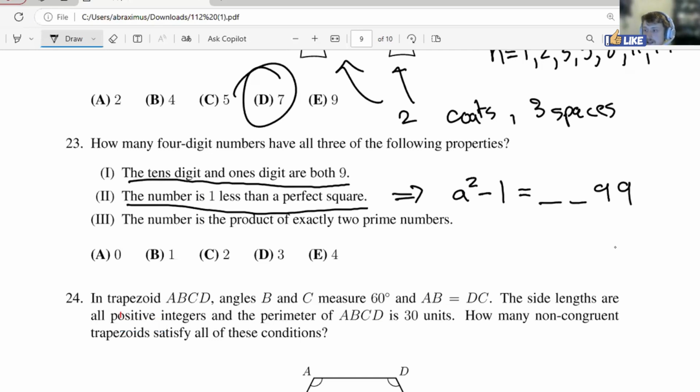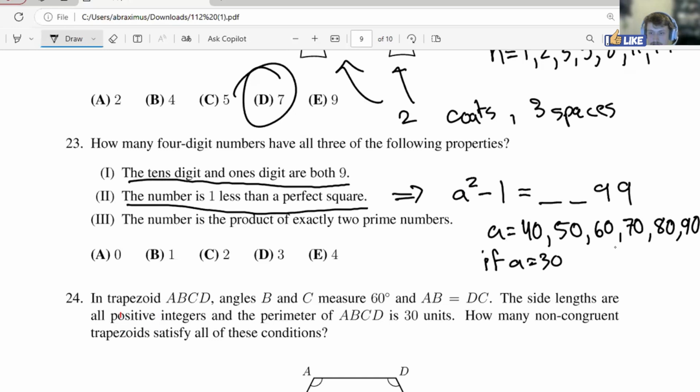So what that means is we need a multiple of 10 for our square. So a could equal 40, 50, 60, 70, 80, 90, but only these, because if a equals 30, then 30 squared is 900. That's not a 4-digit number. And if a is equal to 100, then 100 squared is equal to 10,000. That's also not a 4-digit number. So we only have to check these 5.